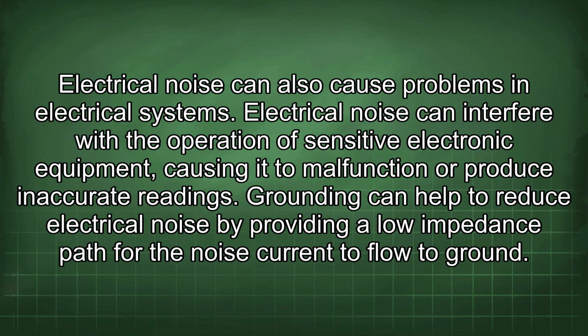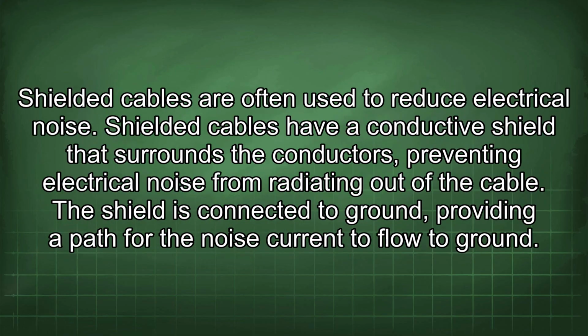Electrical noise can also cause problems in electrical systems. Electrical noise can interfere with the operation of sensitive electronic equipment, causing it to malfunction or produce inaccurate readings. Grounding can help to reduce electrical noise by providing a low impedance path for the noise current to flow to ground. Shielded cables are often used to reduce electrical noise. Shielded cables have a conductive shield that surrounds the conductors, preventing electrical noise from radiating out of the cable. The shield is connected to ground, providing a path for the noise current to flow to ground.